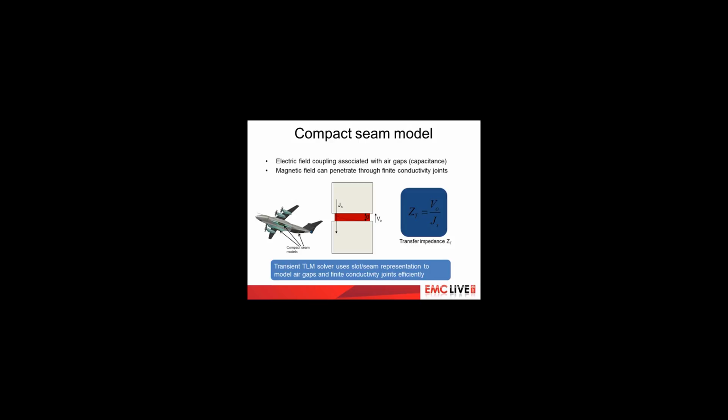The properties of the seam are then defined in the seam dialog, and we can either specify the physical dimensions of the seam, the gap width, the overlap distance, or the transfer impedance of the seam. This transfer impedance relates the voltage developed across the joint to the surface current flowing over the joint. A larger transfer impedance value leads to higher coupling through the joint.